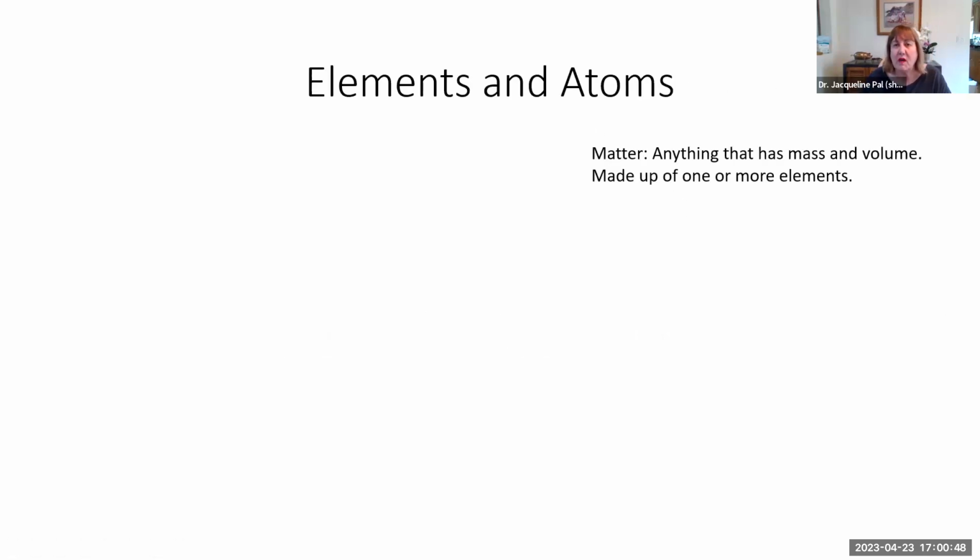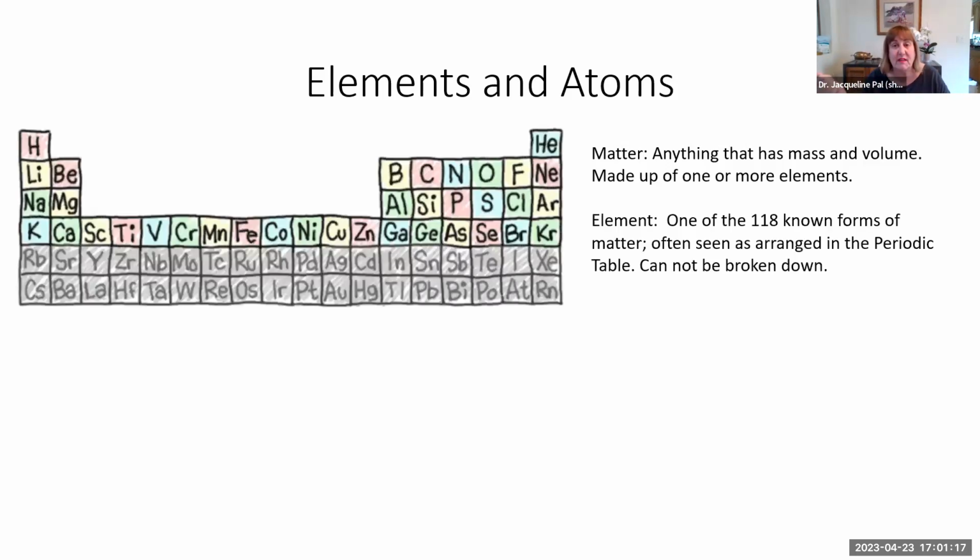So when we're talking about atoms and elements, we have to go back to that term matter. What is matter? Matter is anything that has mass and volume, and it's made up of more elements. Mass technically has a scientific chemistry meaning, but for us, let's just say weight, because we're not a chemistry class. So anything that has a weight and has volume is mass, and mass is made up of elements.